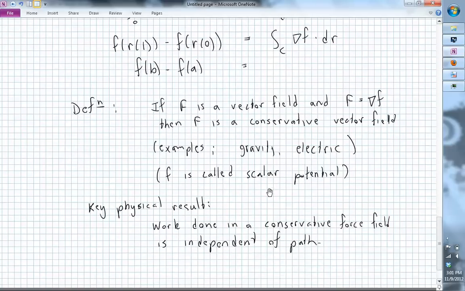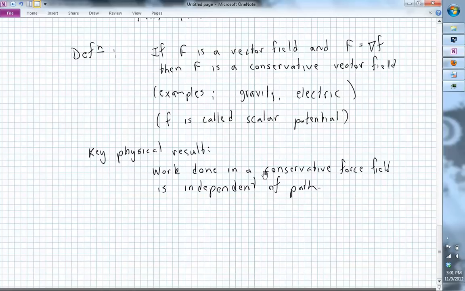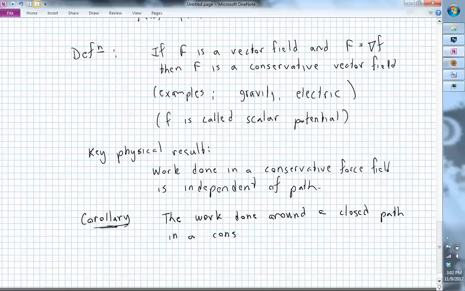An immediate corollary to this independence of path result is the following. The work done around a closed path in a conservative field is 0.